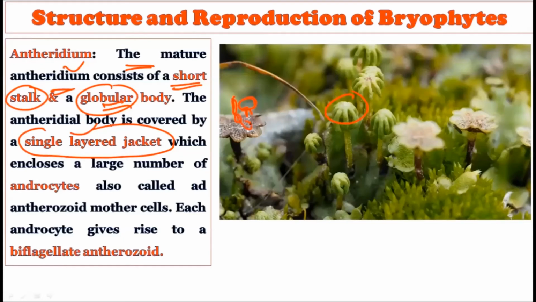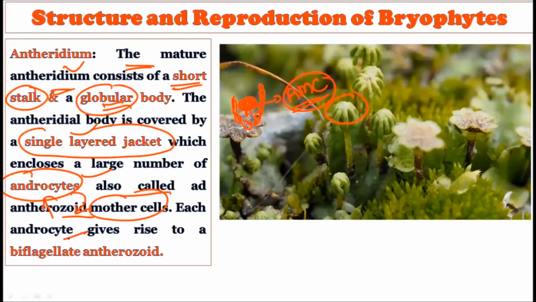The antheridial body is generally covered by a single jacket layer, and this single jacket layer is protecting this particular antheridium, which encloses a large amount of androcytes. Inside, they contain the androcytes. These androcytes are considered male sex organs. They are also called the antherozoid mother cells, AMC, also called androcyte mother cells. Each androcyte will give rise to a biflagellate antherozoid.